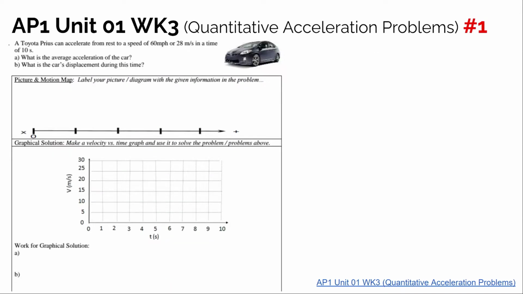So let me walk you through number 1 real quick, not all the way, but the setup, just so you know what you're doing for each of the problems for the graphical solutions. Number 1 says, a Toyota Prius can accelerate from rest to a speed of 60 miles an hour, or approximately 28 meters each second, in a time of 10 seconds. A, what is the average acceleration of the car over that 10-second time interval? And B, what is the car's displacement during this time?